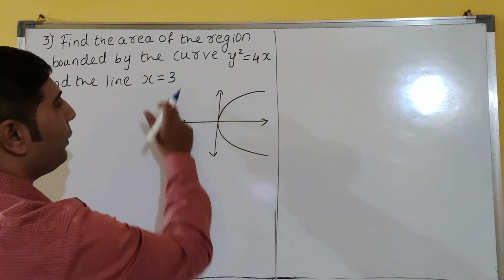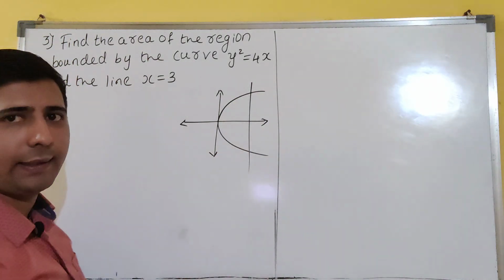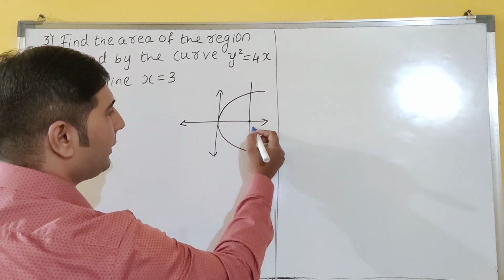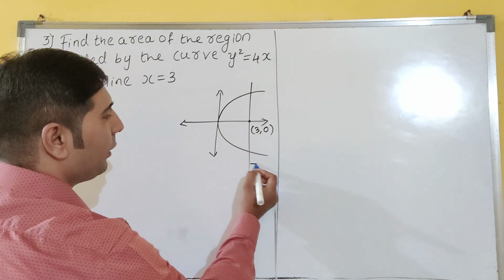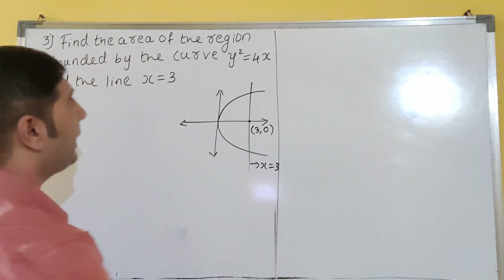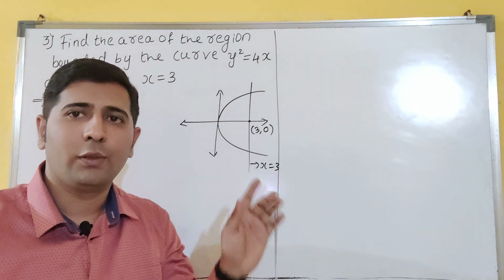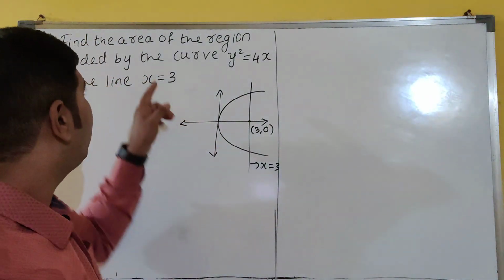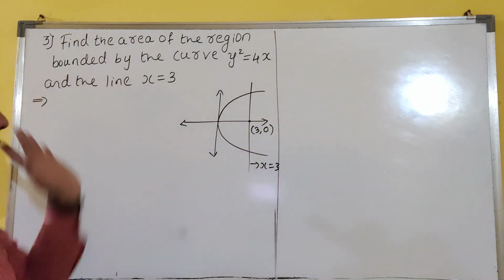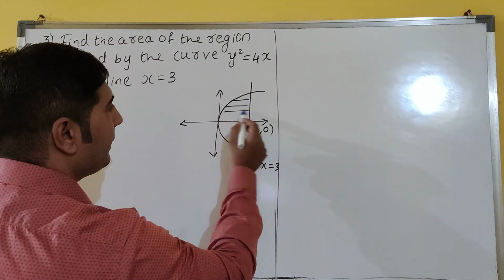So x is equal to 3. How will you draw the line? Parallel to y axis. X is equal to 3 means this point will become 3, 0. This is x is equal to 3. Clear? So has he mentioned any quadrant? Nothing he has mentioned. So you have to find the area between what? This curve and the line. The area between the curve and line is this only, dear students.